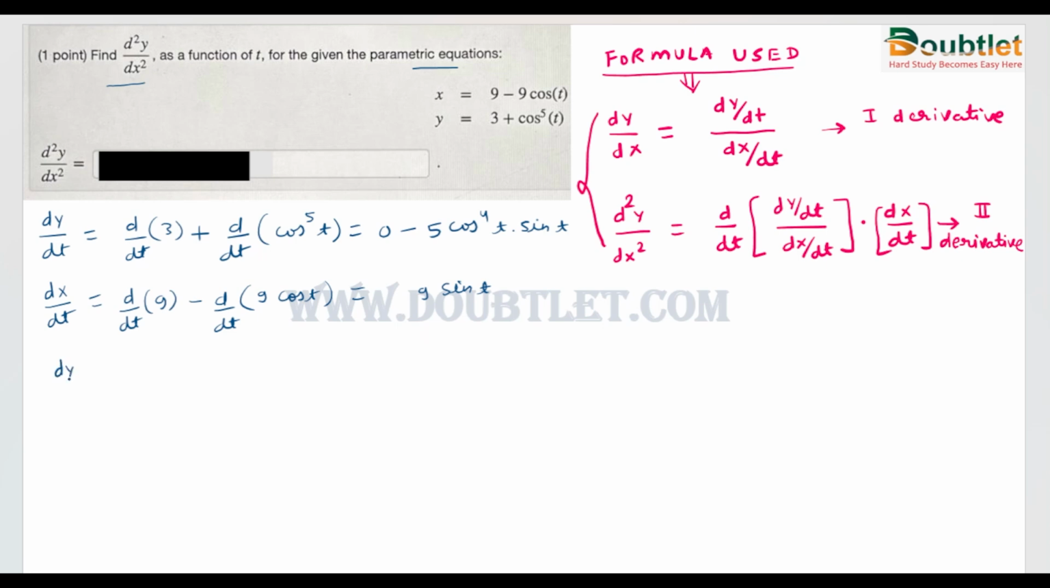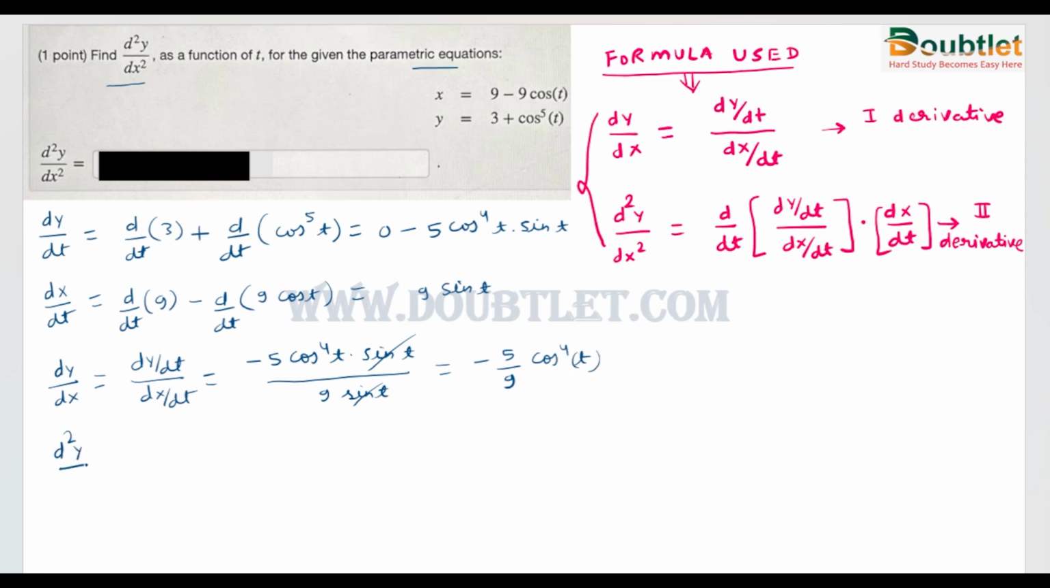Now to find dy by dx, the first derivative of y with respect to x, we have to divide the upper term by the lower term, because this is the formula that I have written here. So the above term is minus 5 cos to the power 4t multiplied by sin t, divided by 9 sin t. Here sin t will be cancelled, so it will become minus 5 divided by 9 cos to the power 4t.